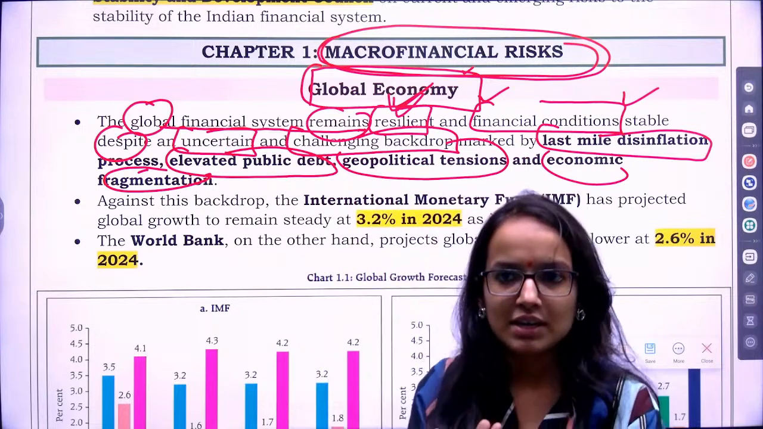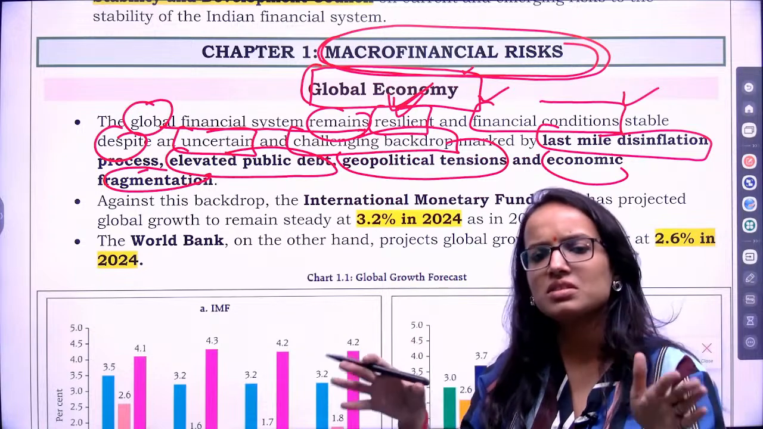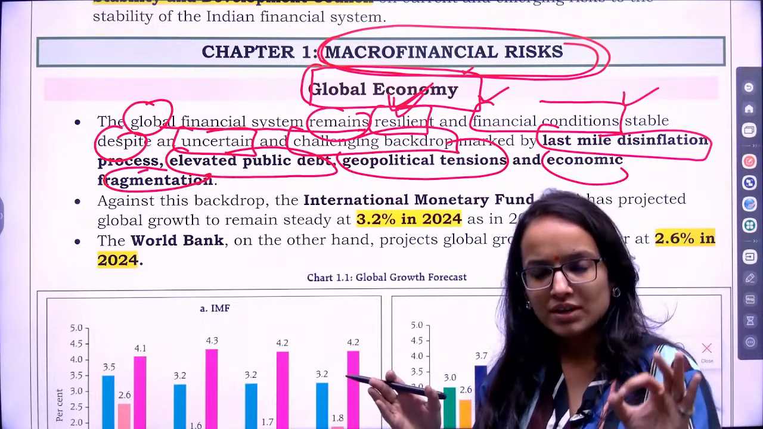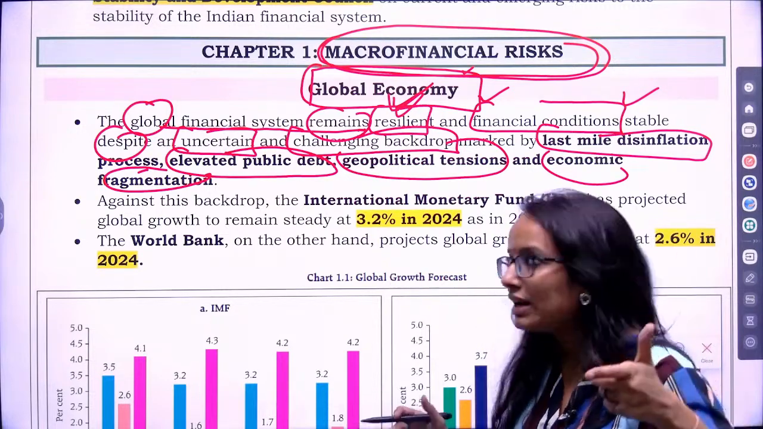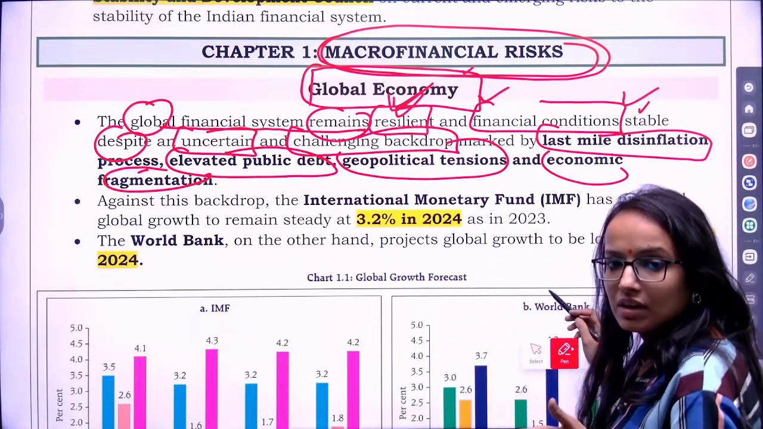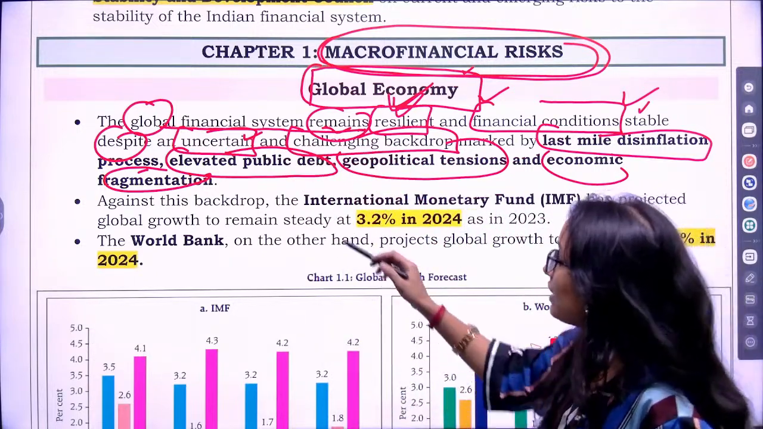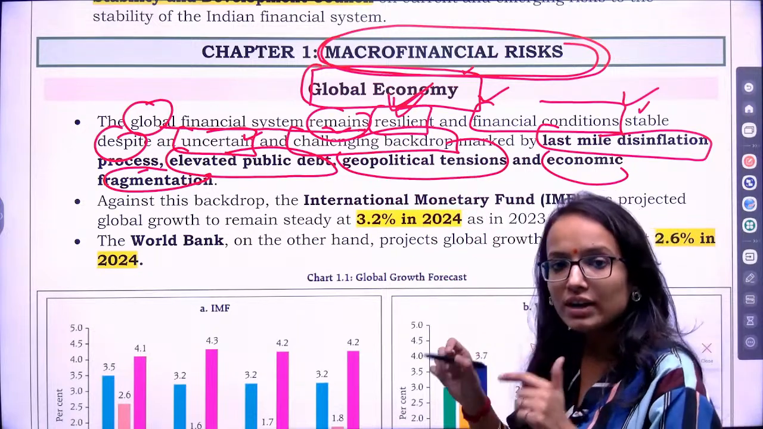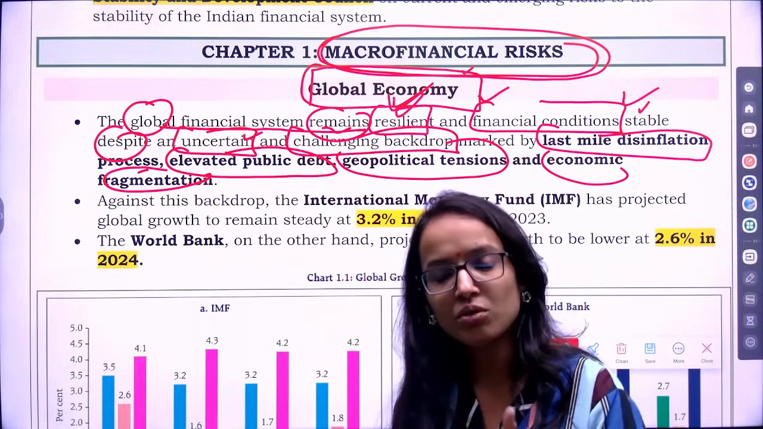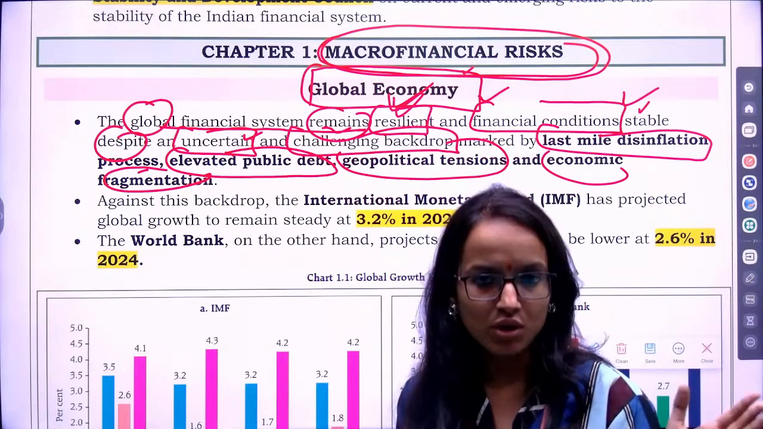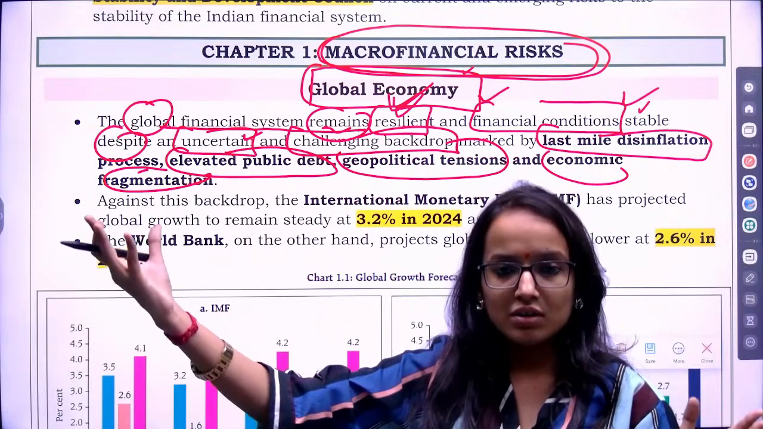Now try to understand that the overall view is that at the global level, financial systems and financial indicators are showing resilience, and there is stability. There is not much volatility, there is somewhat stability despite some uncertainties and challenges. Despite an uncertain and challenging backdrop. Now what is this uncertain and challenging backdrop at the global level? You all know that there are some phenomena going on. There are certain geopolitical tensions going on at the global level.